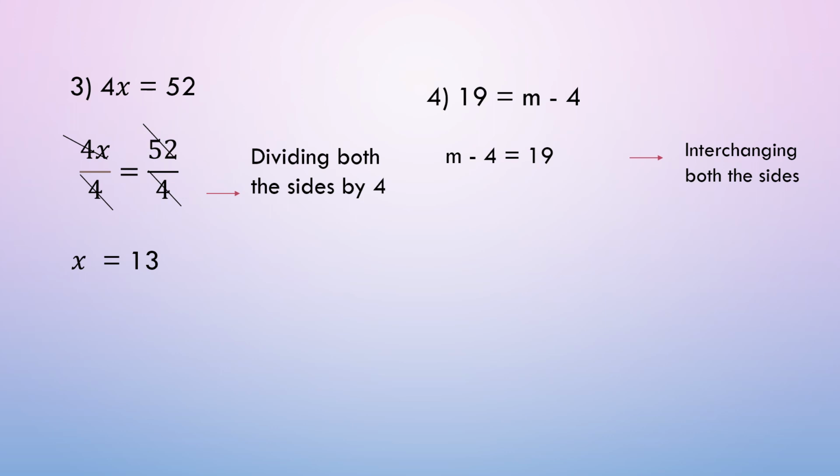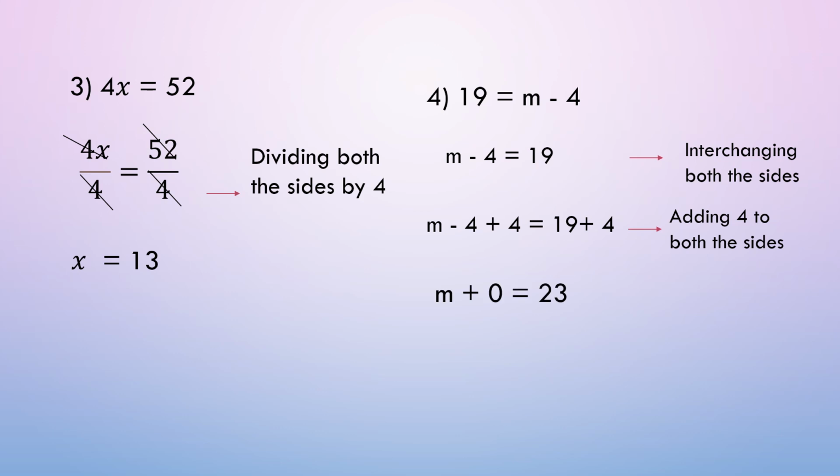So you have to remove this minus 4. So it is subtraction here. So what you have to do? Which property you will use here? Addition property. So m minus 4 plus 4 is equal to 19 plus 4. So adding 4 on both the sides. Now minus 4 and plus 4 will become 0. So m plus 0 is equal to what? 19 plus 4 is what? 23. So m is equal to 23.